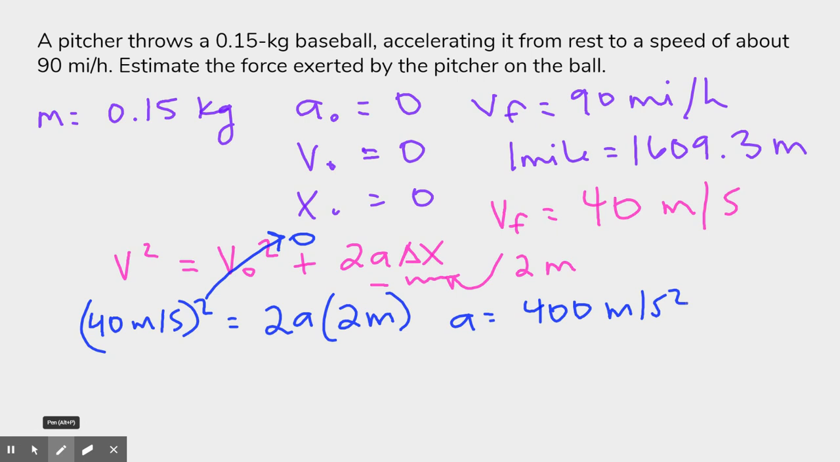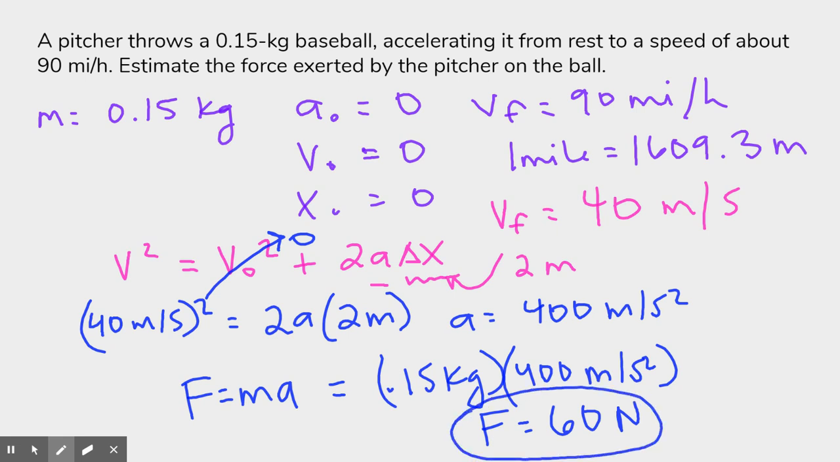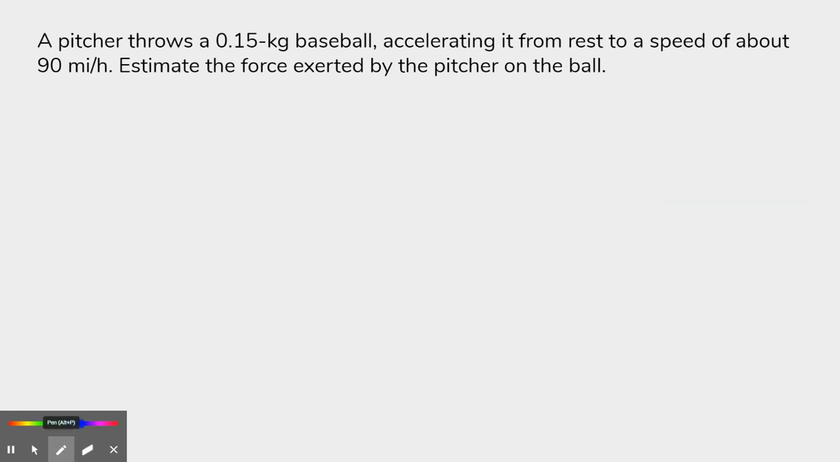So now that we have a, we can just plug everything into F equals ma to find our force, to estimate the force. We're going to have 0.15 kg multiplied by 400 meters per second squared. And that will tell us that the force is equal to approximately 60 newtons. So that is our estimate for the force exerted by the pitcher on the ball. And I know that one was slightly more confusing because we were estimating instead of it providing that information.